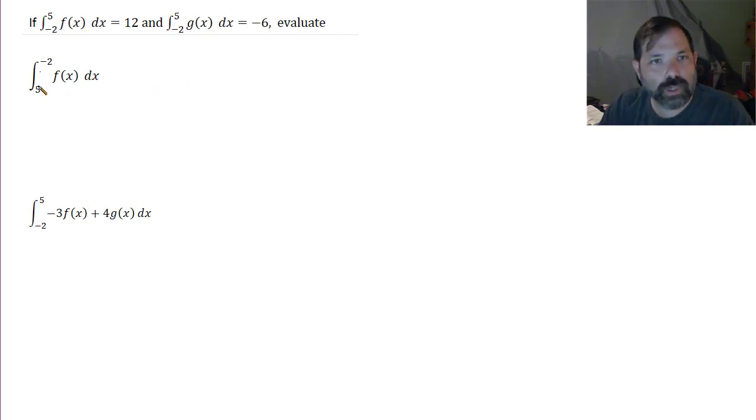All right, so the first one here, we have the integral from 5 to -2. So this one's really not too bad. Notice that that's the same limits of integration, just I've switched the order. So this is the same as the opposite of the integral from -2 to 5 of f of x dx. So then this would be the opposite of 12, -12.